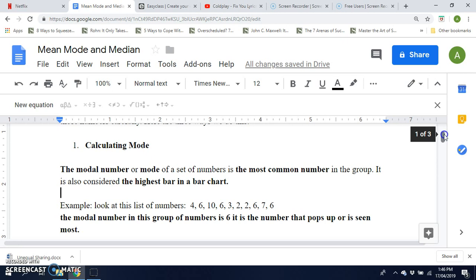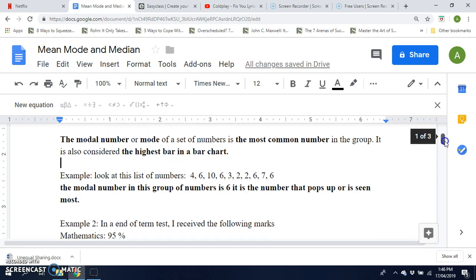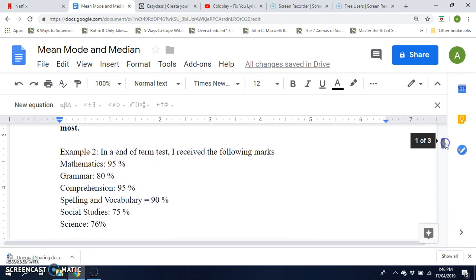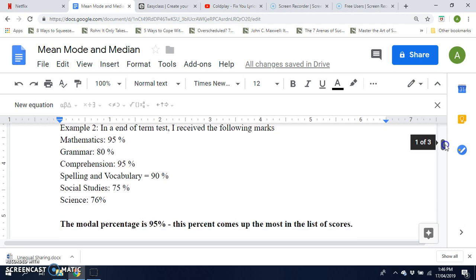Look at the example again. You have here a list of numbers, and in those numbers, you have tests. So it's 95% in maths, 80% in grammar, comprehension 95, spelling is 90, social studies is 75, and science is 76. Your most common mark is the number 95%. It is the number that comes up the most.